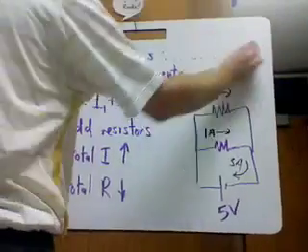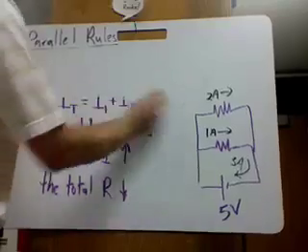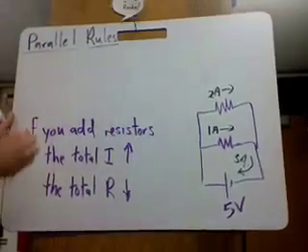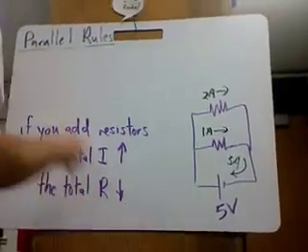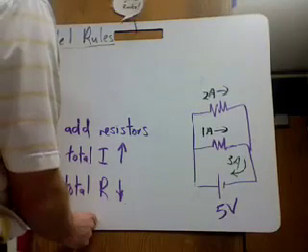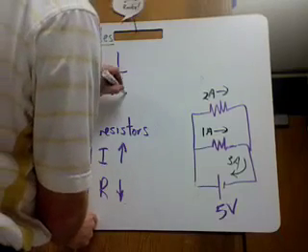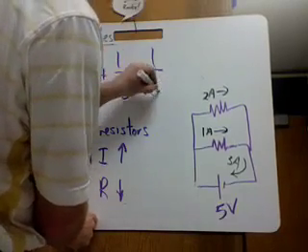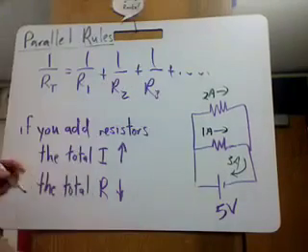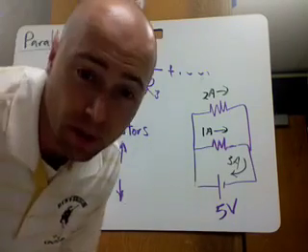If I was to put this in an equation, you're just going to have to take my word for it, but it does work: 1 over RT equals 1 over R1 plus 1 over R2 plus 1 over R3, and so on. We'll practice using all of these equations in just a minute. Hopefully that makes sense.